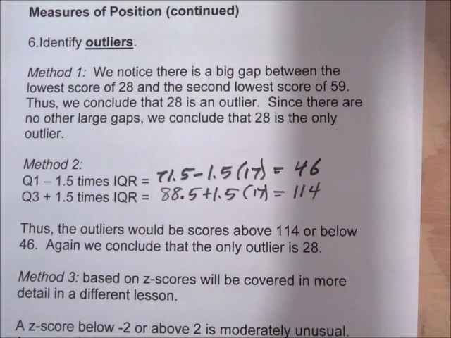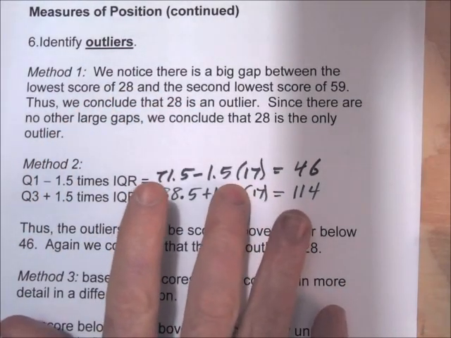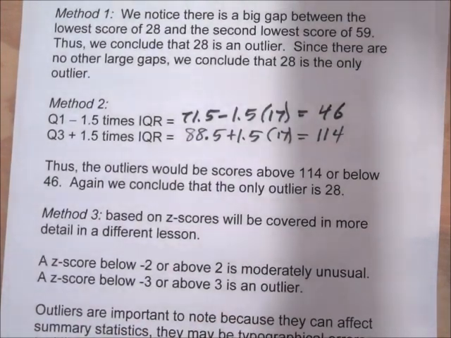There's also a method based on z-scores. We'll get into that in more detail later. But a z-score above 2 or below -2 would be moderately unusual. A z-score above 3 or below -3 would be an outlier. So there's 3 methods of computing outliers, or at least 3. One is just to eyeball the graph. Other one is using the interquartile range. And a third method using z-scores, which we'll get into later.